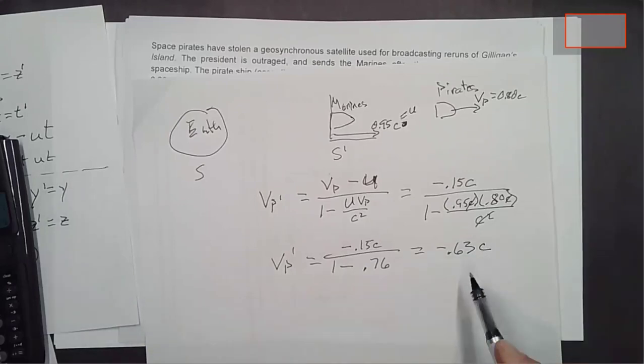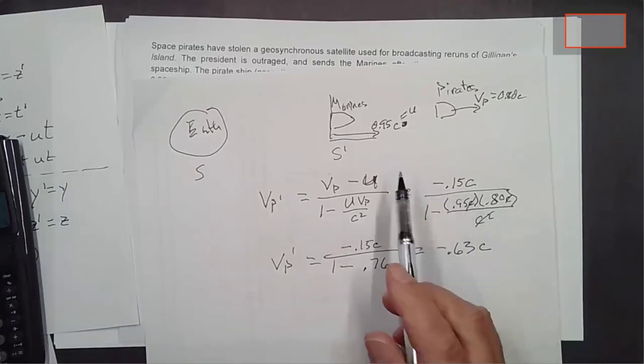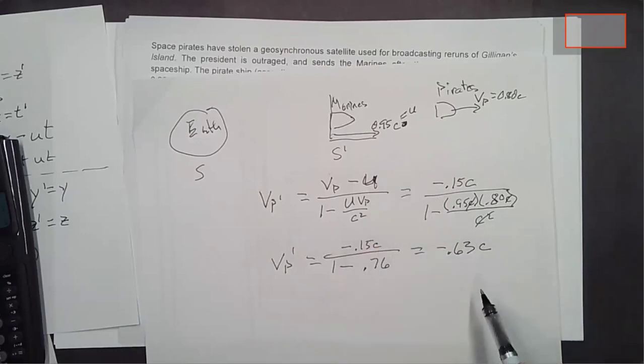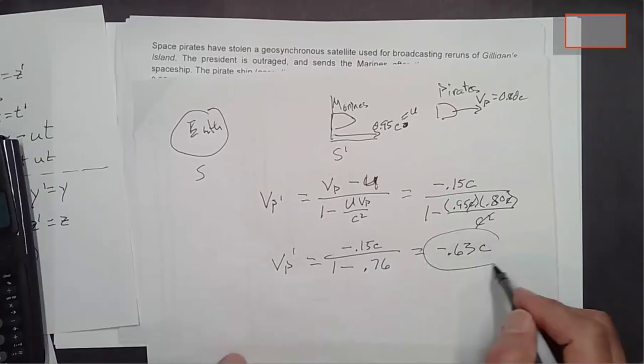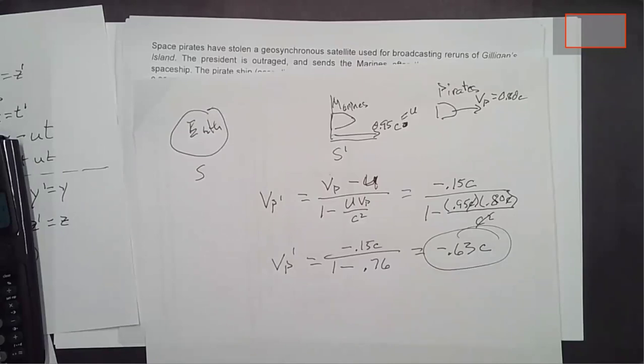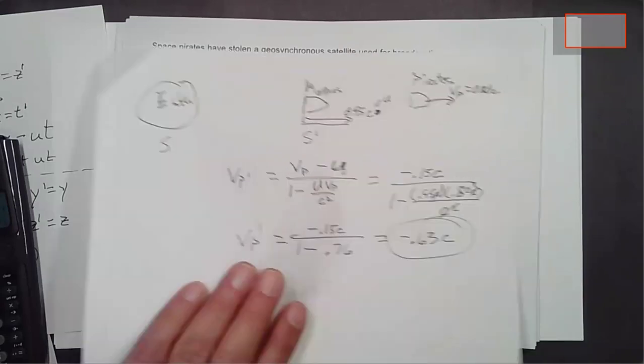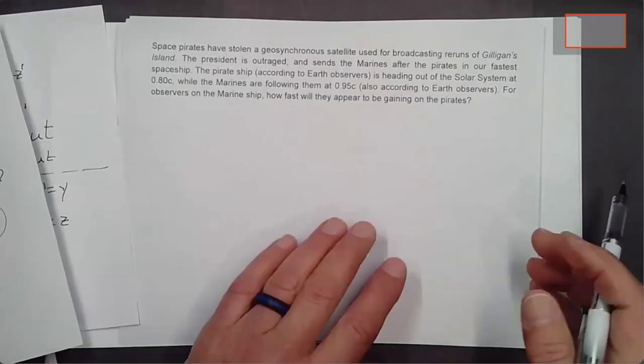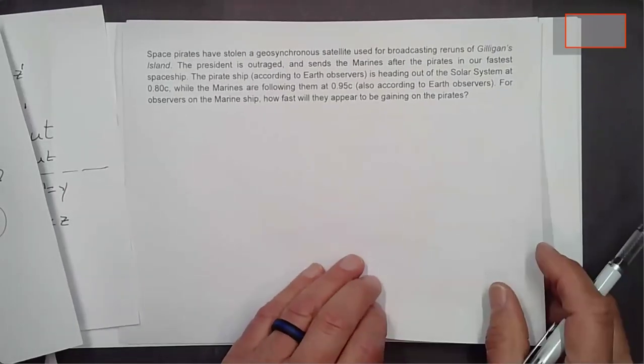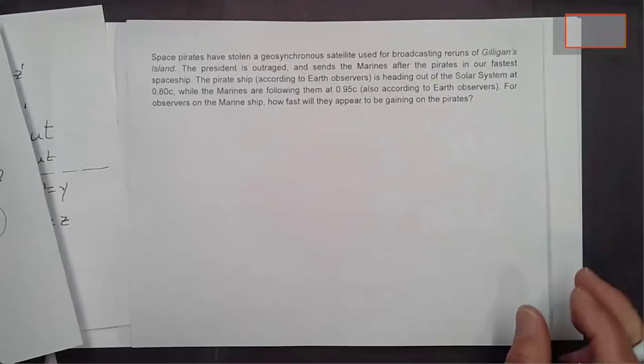So actually, it looks to the Marines like they're gaining on that thing a whole lot faster, but from our viewpoint, an Earth viewpoint, they're gaining on them at 0.15 C. But it's different for them. Time and speeds end up being different. Time and space end up being different. So there's another one. Oh, I did the whole thing on here. Okay, that's all right. We'll have that worked out.